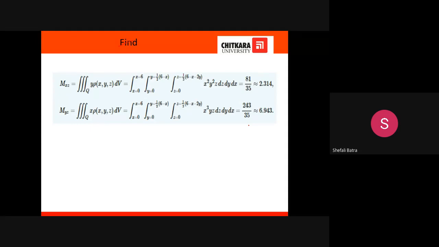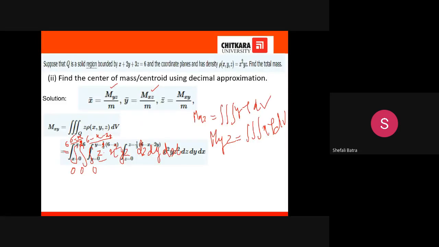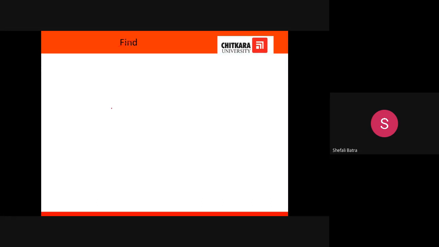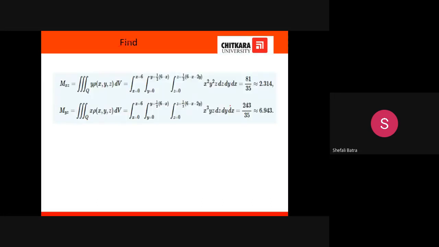Now, what is the formula for centroid? x bar is equal to Myz upon m. So this is your Myz, 243 upon 35 divided by mass, I think 108 by 35. We have calculated.